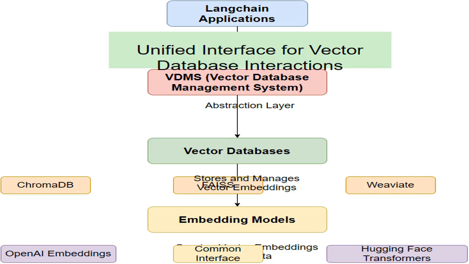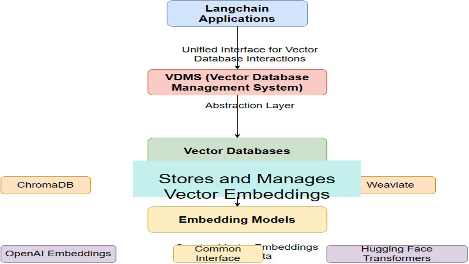A unified interface provides a single, consistent way to interact with multiple different systems or components. In this context, a unified interface for vector database interaction would allow LangChain applications to communicate with various vector databases using the same set of commands and functions. This refers to the core function of a vector database. The database efficiently stores vector embeddings, which are numerical representations of data, and provides tools for managing these embeddings, such as indexing, searching, and updating.